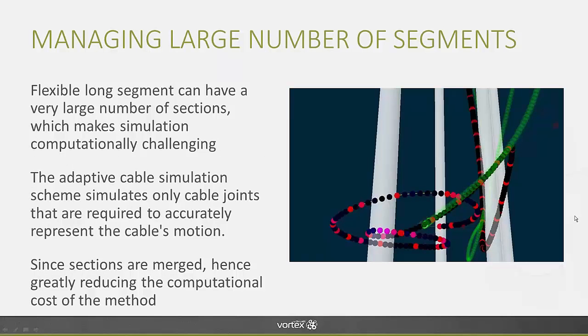Whenever there's a large number of segments, it gets very hard on the computer. It's very computing and power intensive. Long segments can have a very large number of sections. The adaptive cable simulation scheme simulates only the joints that are required to accurately represent the cable motion. Once sections are merged, it greatly reduces the computational cost.